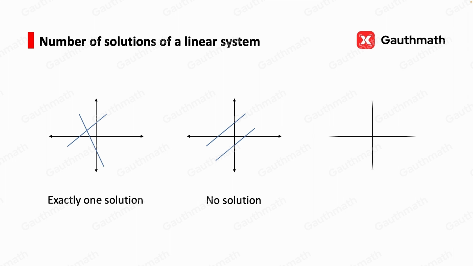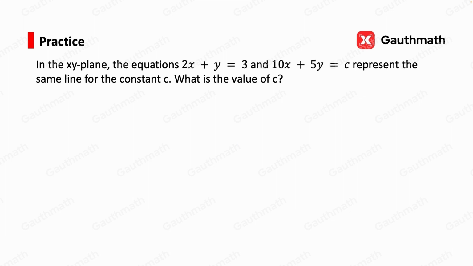The third scenario, if 2 lines have the same slope and the same y-intercept, then they coincide. Pretty much they are the same line. And in this case, there are infinitely many solutions. So that's the 3 different scenarios of a linear system. Now let's look at one practice question.